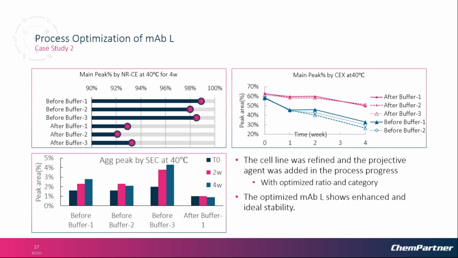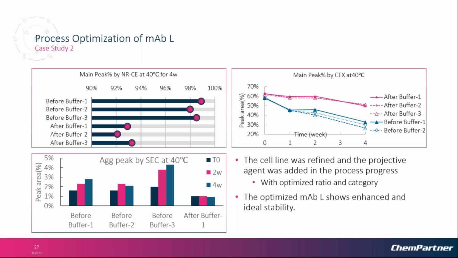So we think we should refine this molecule. Firstly, we refined the cell line, and then we also added some protective agent in the process. Besides, we also optimized the protective agent ratio and its category. As we can see from the results, the optimized MAP-L shows enhanced stability.